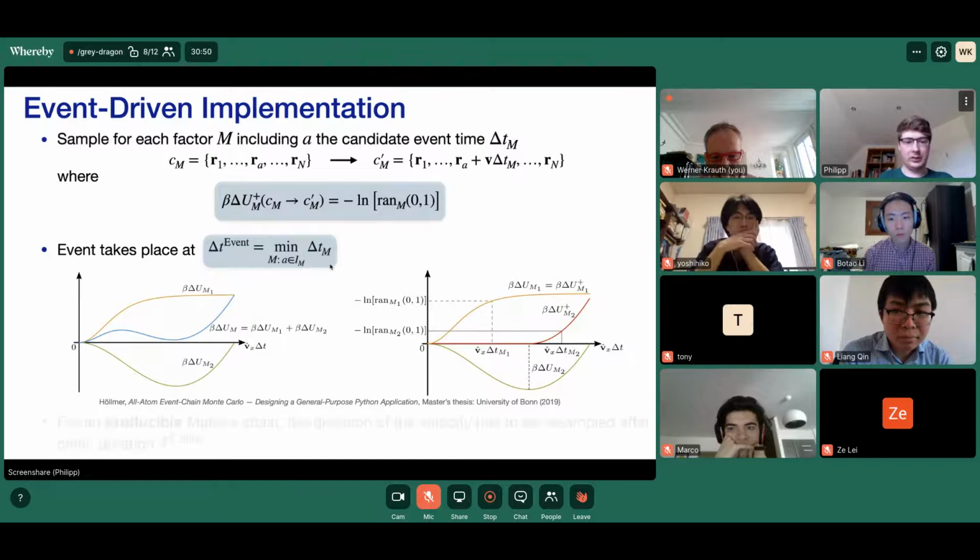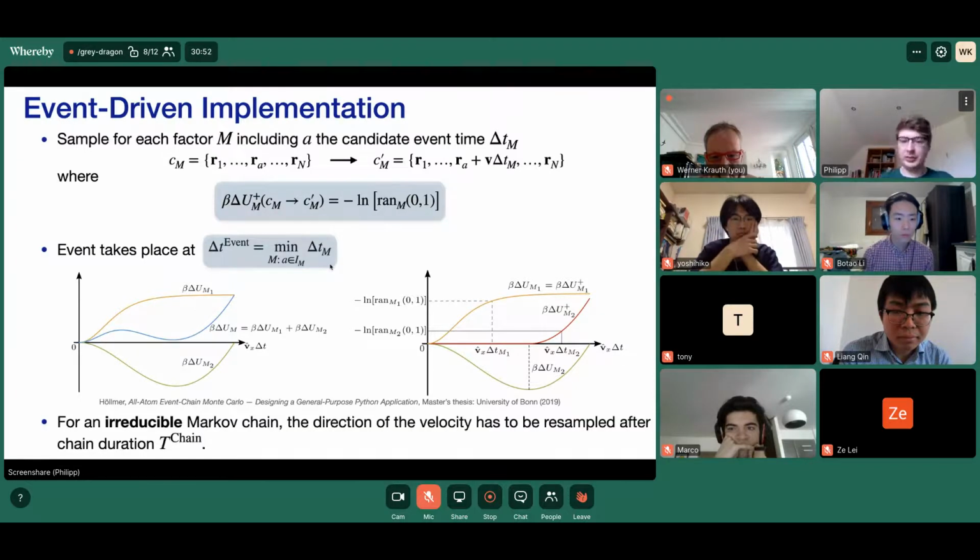Sure, this is not the whole story, because for an irreducible Markov chain, that means for a Markov chain which potentially covers the whole configuration space, the direction of the velocity has to be resampled after some chain duration. Or if you take a constant velocity, you can also say after some chain length. And of course, how many independent directions you go in depends on the dimension of your system.